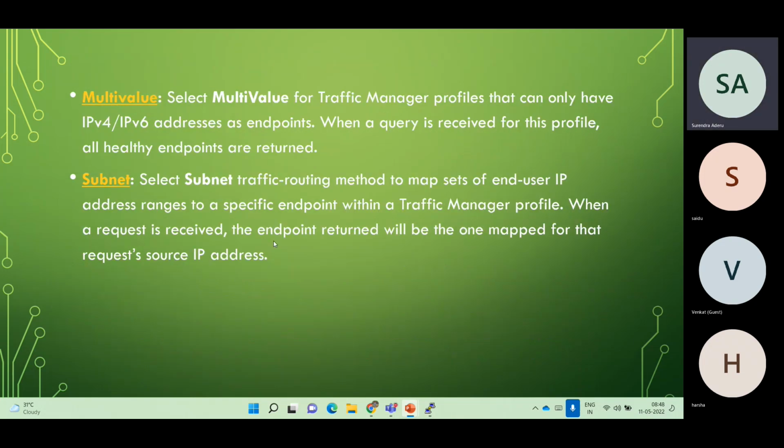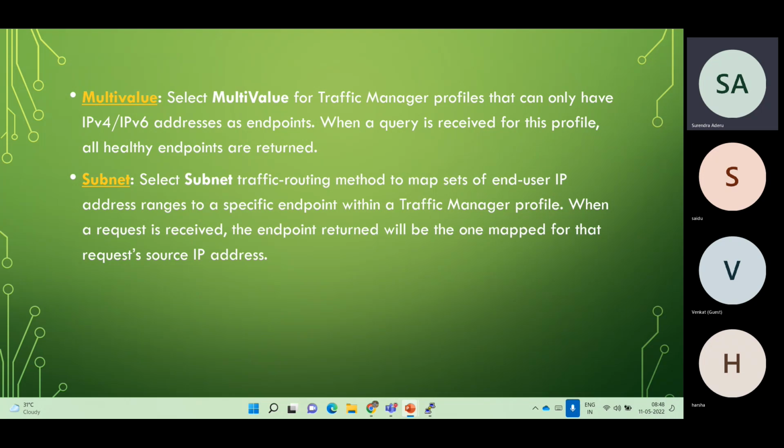And the next one is multi-value. When I say multi-value, you can give the backend endpoints as IP version 4 or IP version 6 addresses. So instead of giving virtual machines, an app service, or on-premises, you can give an IP address segment, right? That segment will take care of whichever IP is healthy and running the application, and it returns the application.